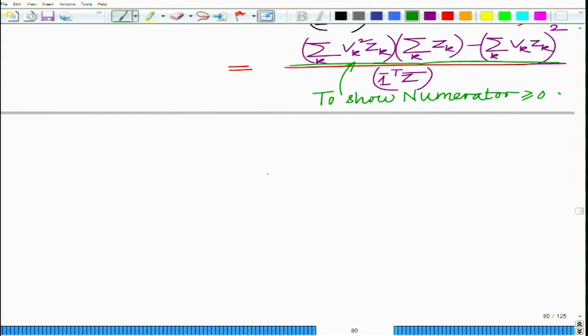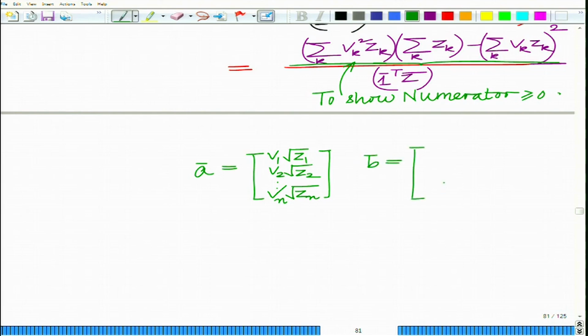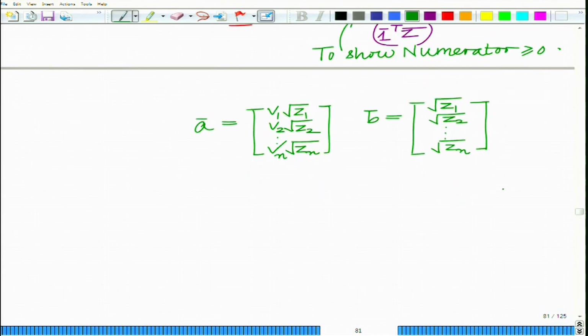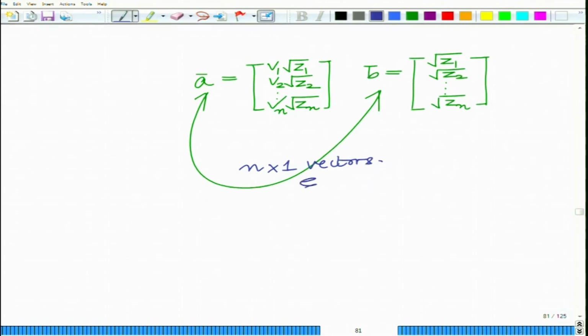Now, for that what we are going to do is define 2 vectors. We have A bar equals V1 square root of Z1, V2 square root of Z2, so on Vn square root of Zn. We want to define another vector B bar, which is square root of Z1, square root of Z2, so on square root of Zn. These are n dimensional vectors, or you can also say these are n cross 1 real vectors. And now employ the Cauchy-Schwarz inequality.